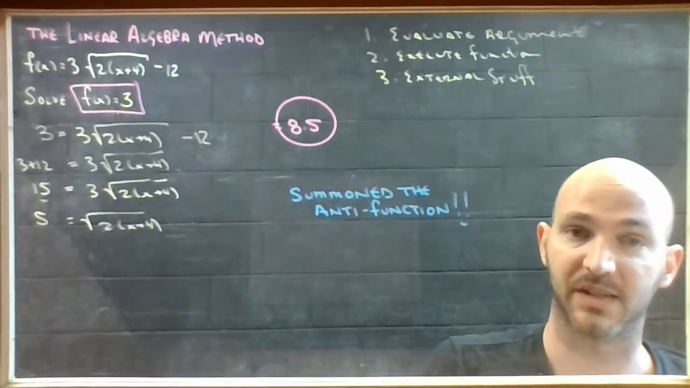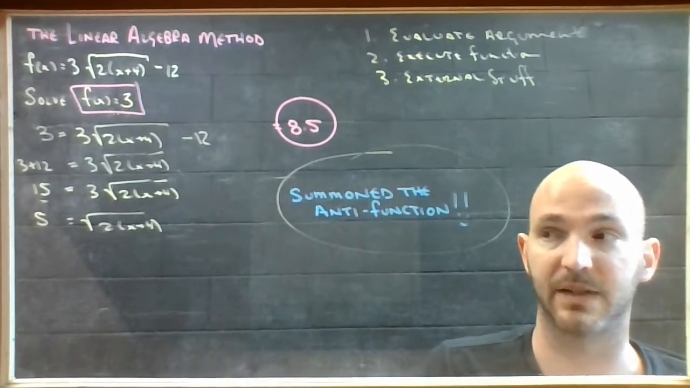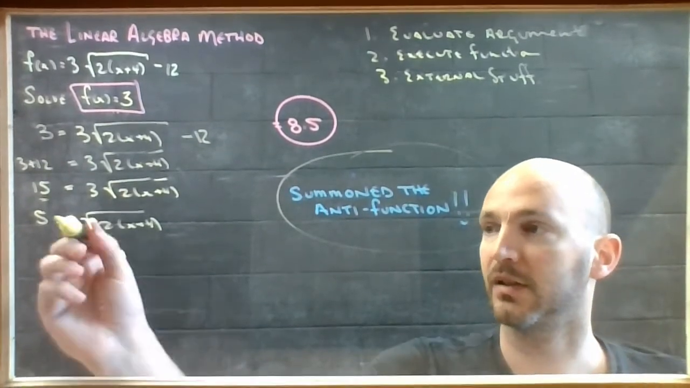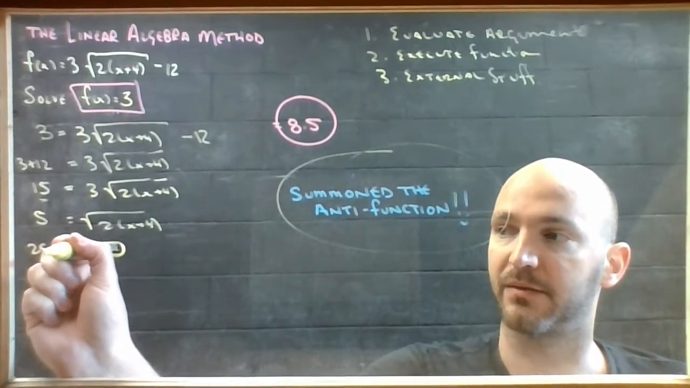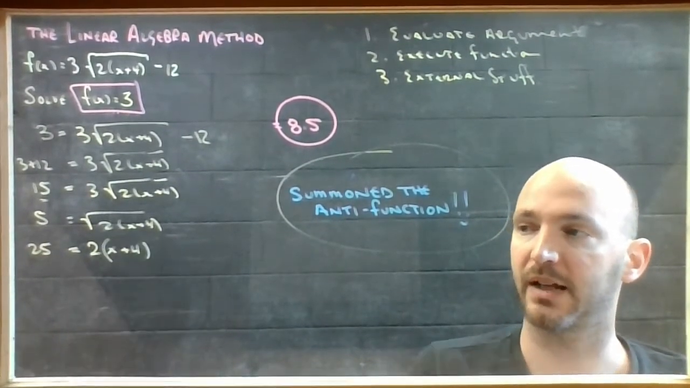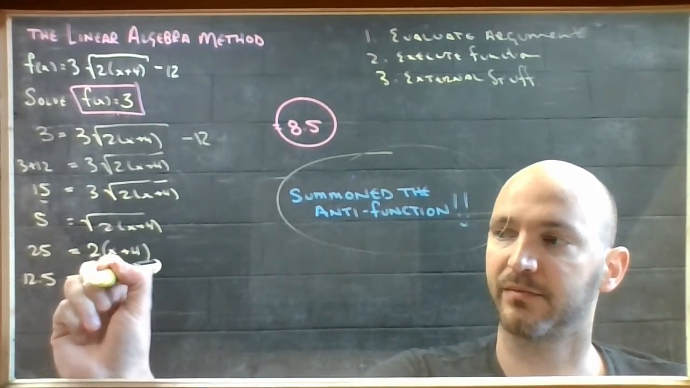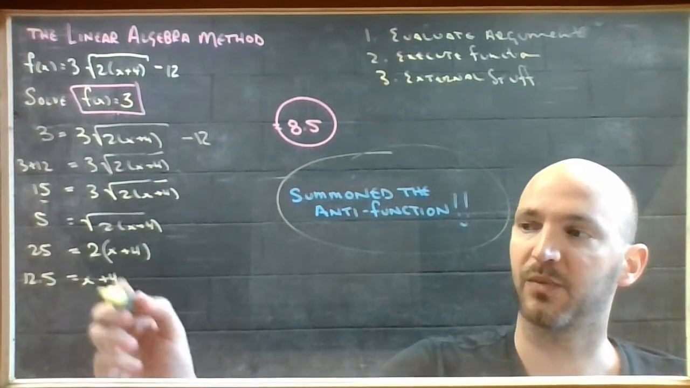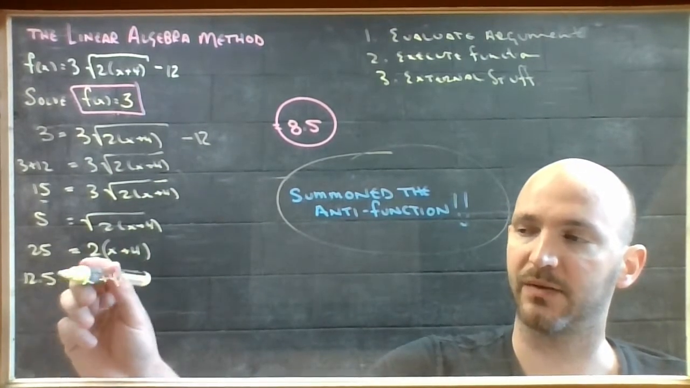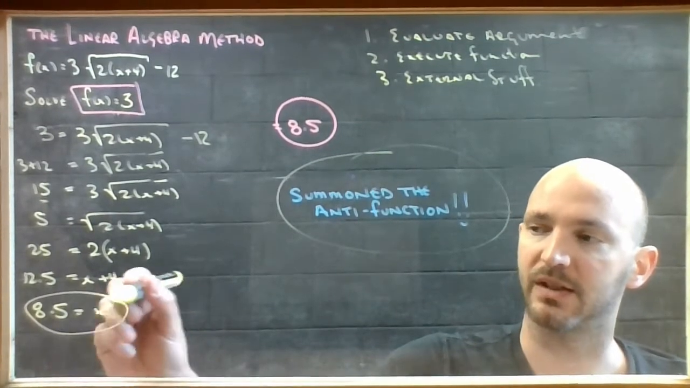In order to break a square root, you have to square both sides because you are summoning the anti-function. Square 5, you get 25. Don't forget your brackets. Divide both sides by 2, gives you 12.5. And bring the 4 over, gives you 12.5 minus 4 is 8.5, which is, of course, the answer we already had.